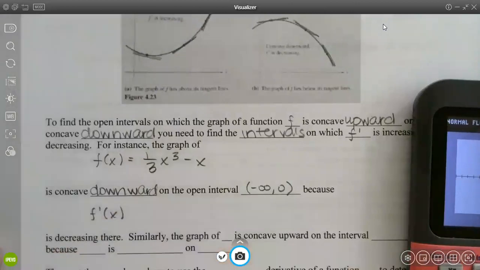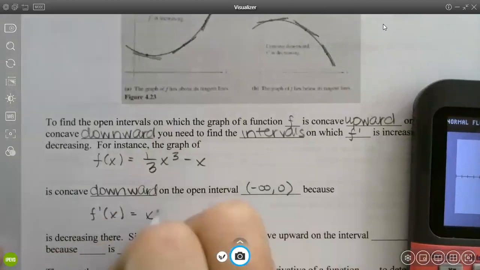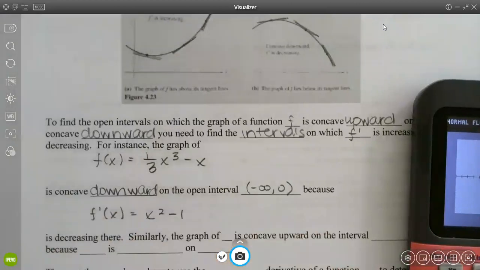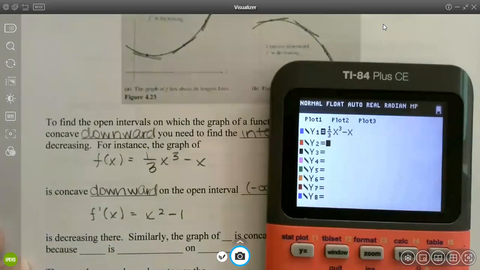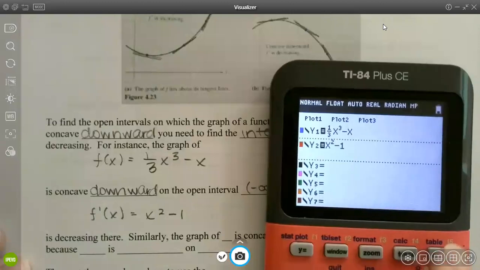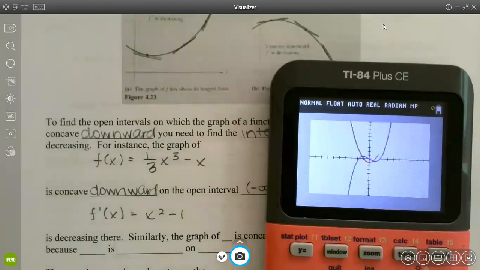Because f prime of x equals x squared minus 1. The derivative of 1/3 x cubed minus x is x squared minus 1. So 1/3 times 3 is 1, drop the power by one, that's x squared. And then the derivative of negative x is negative 1. We're going to look at that one as well. It's also decreasing there. Does everybody see from negative infinity to 0, it's decreasing? And then from 0 to infinity, it's going to be increasing, that red line. Does everybody understand that? All right.